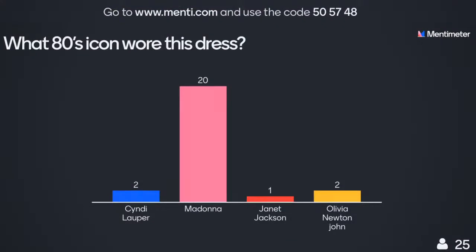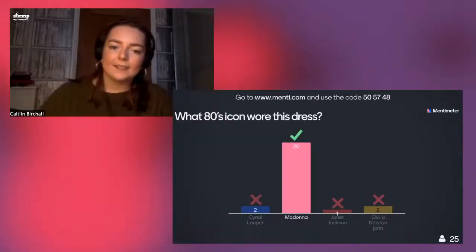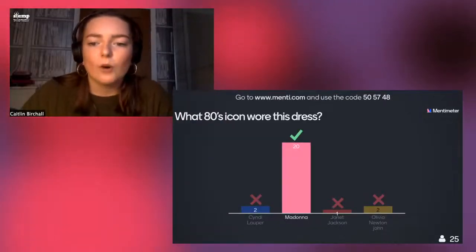But I'm not too sure. Madonna! This was not, however, worn at the Brit Awards 2015, where she fell on her cape, because this one had no cape. So, yep, 20 people went correctly with that one, and then 2 people each for Cyndi and Olivia, and 1 person went for Janet Jackson.